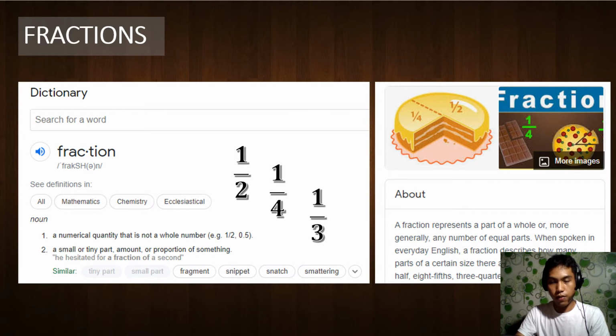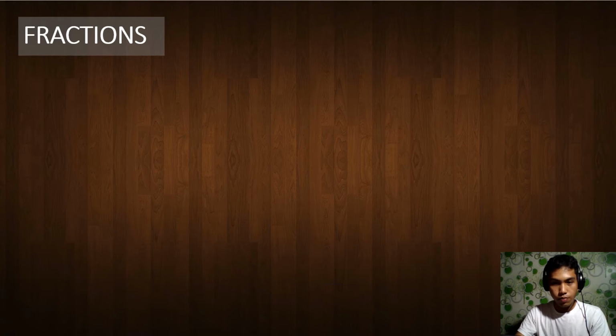Basically, if you have a circle of pizza and you are going to divide it by 2, the whole is divided by 2. So the denominator is 2, and each of those divided parts is considered as 1. So each part is 1/2 of the whole. Okay? So let's proceed.